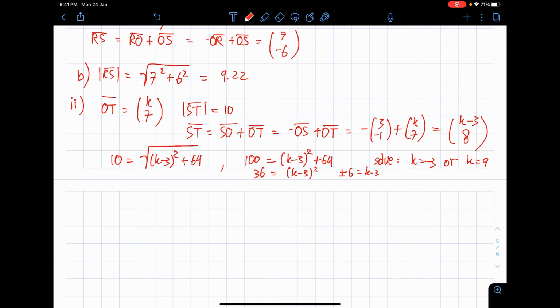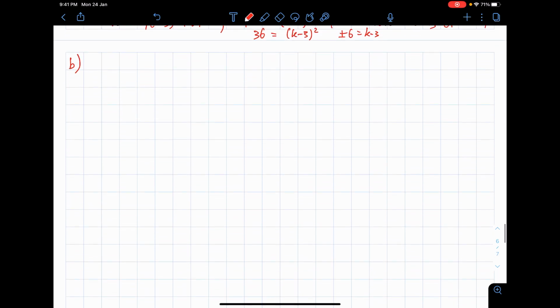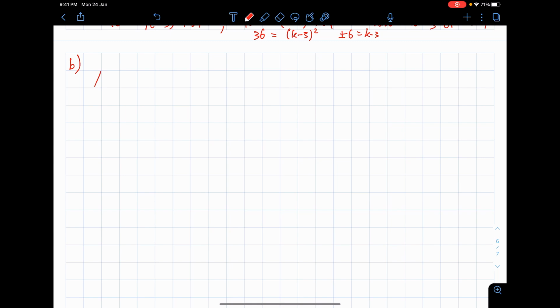Oh, that's actually still question A. I don't know, this one is actually 1B. I think the numbering is actually quite weird. But this is a question that gives you some kind of parallelogram. It is a parallelogram.